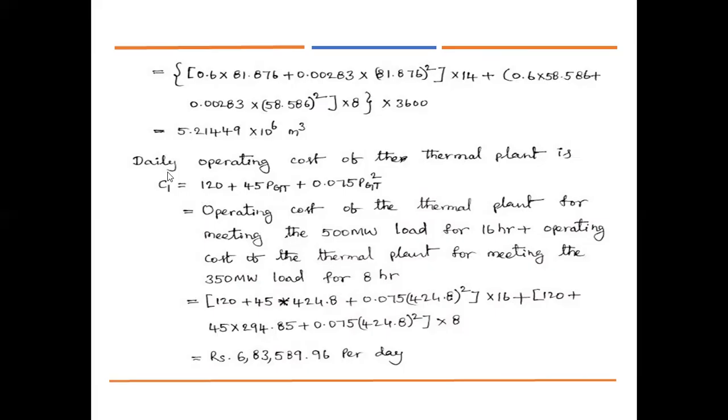Next, we need to find out the daily operating cost of the thermal plant. C1 equal to 120 plus 45 PGT plus 0.075 PGT square. Here also we'll get two terms. The first term is the operating cost of the thermal plant for meeting the 500 megawatts load for 16 hours, plus the operating cost of the thermal plant for meeting the 350 megawatts load for 8 hours. We know the values, and if we substitute, we will get 6,83,589.96 rupees per day.